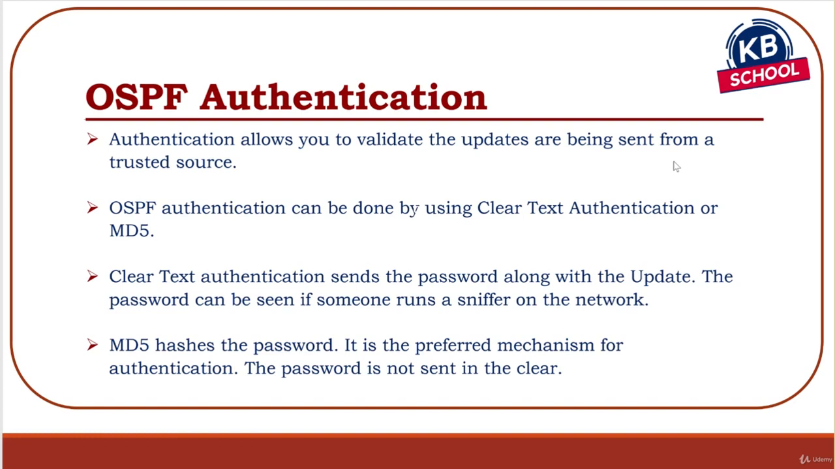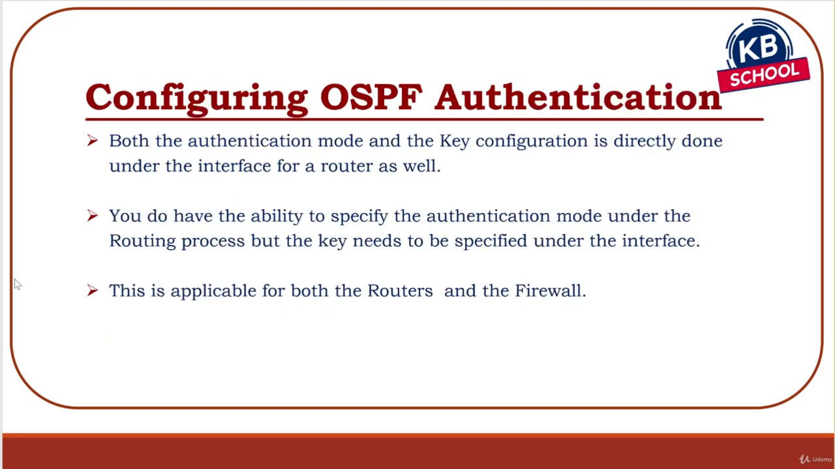You don't have the concept of a keychain even on the router. When you're doing authentication based on OSPF on the router, you do it under the interface, exactly the same way that you have been doing it for the other protocols. For OSPF, RIP, EIGRP, we did not have a keychain concept. We put the authentication method and the key under the interface. Even on the router, if you guys remember, it is the same. The authentication mode and the key configuration is done directly under the interface on the router as well. So it's no different over here.